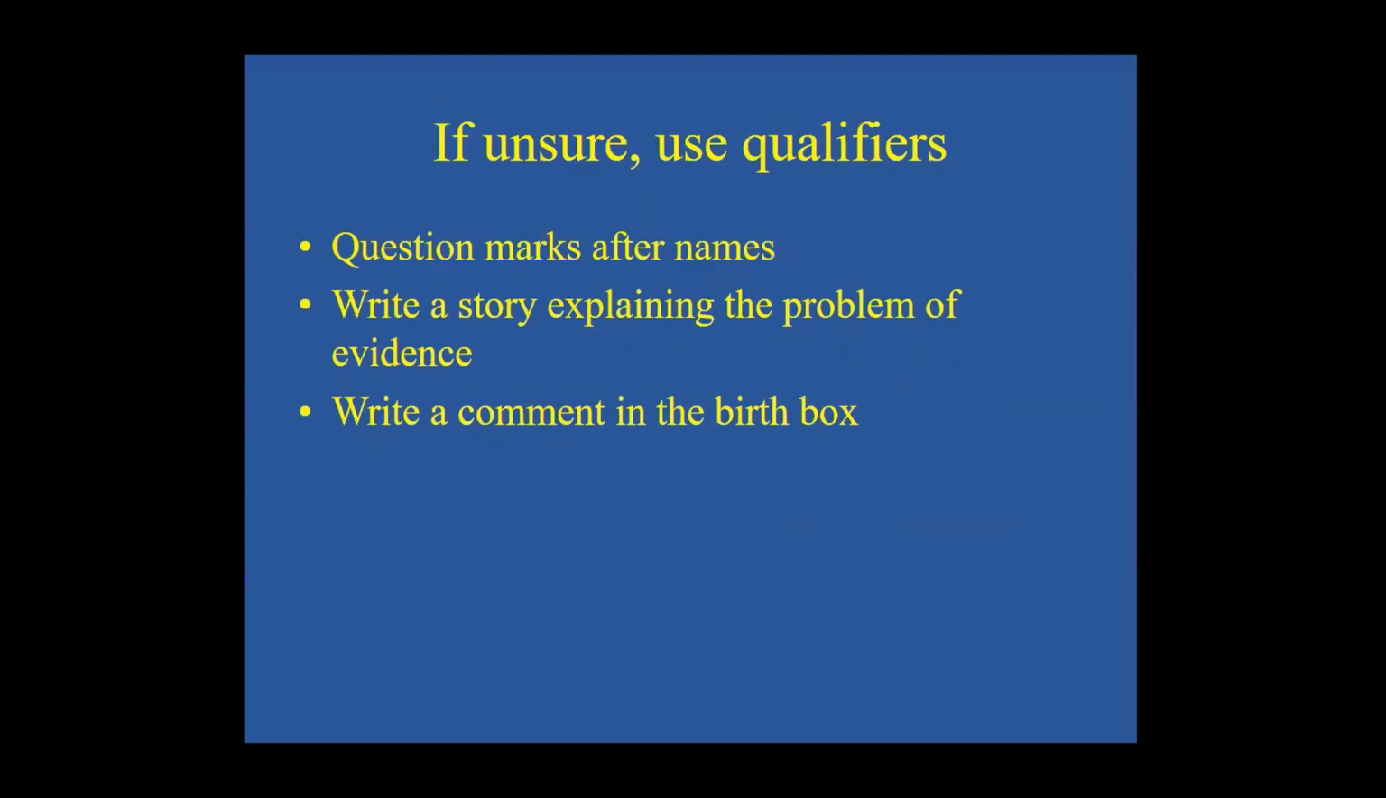Use qualifiers. If you're not sure of a person on your tree as a father, put a question mark after the name, or write a story explaining the problem of evidence that surrounds a particular person. You can discuss the research that you've done on that person and talk about where your roadblocks are in a very frank manner, and talk about the state of research and what needs to happen to go forward. I have an ancestor who was an illegitimate child born during the Revolutionary War in South Carolina, and no one knows who his father is.